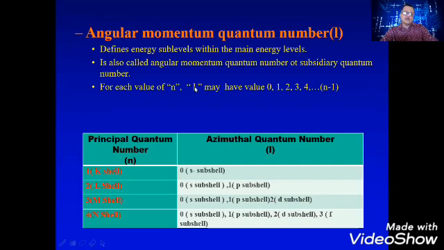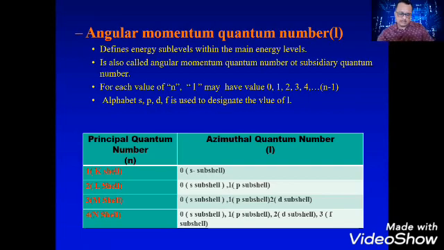Now the values of l will depend upon the value of n. For each value of n, l may have value 0, 1, 2, 3, 4, etc. And the azimuthal quantum numbers are represented by the alphabets s, p, d, f. Here you should note down that these alphabets are lowercase, whereas the principal quantum numbers are also represented by the alphabets K, L, M, N, and those are in uppercase.